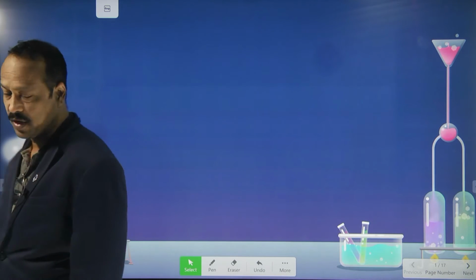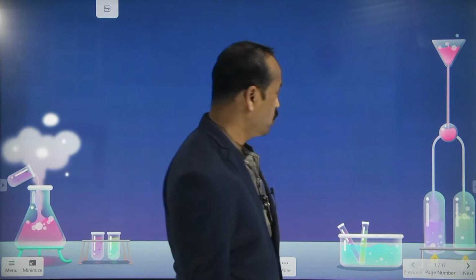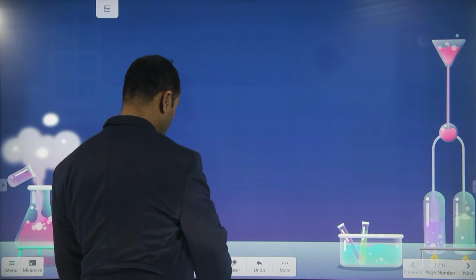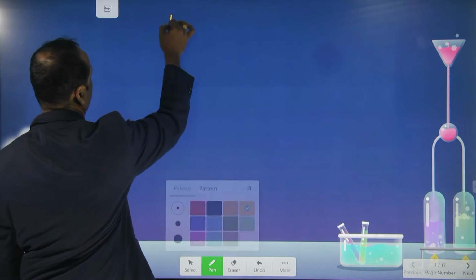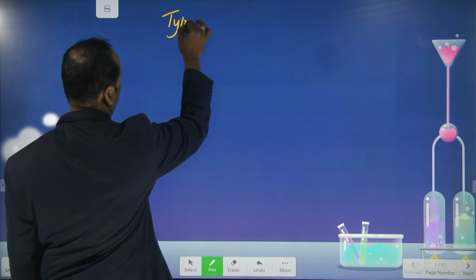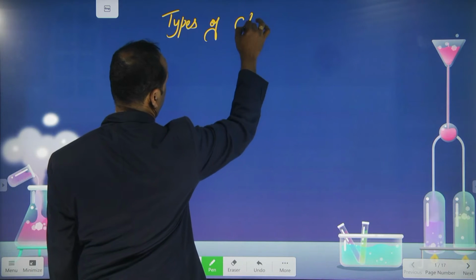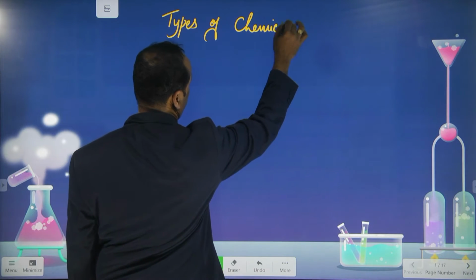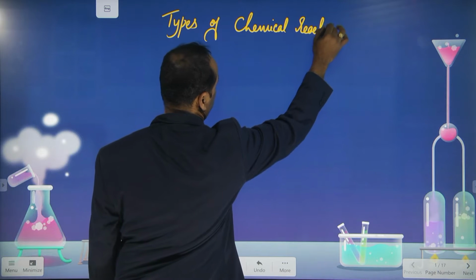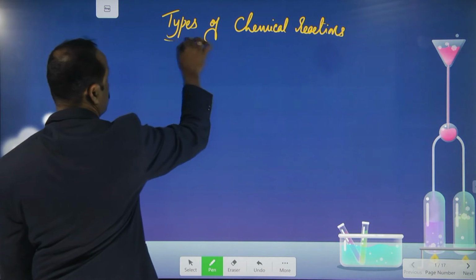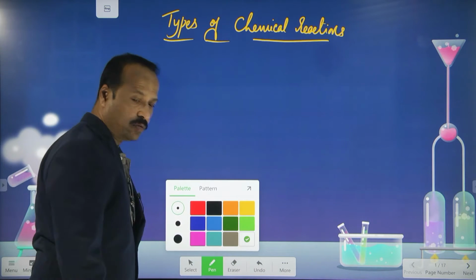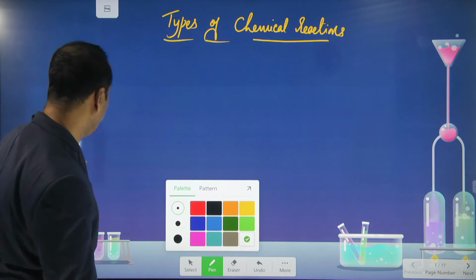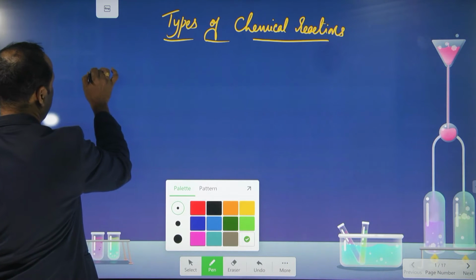Okay then. So today I am going to discuss about the types of chemical reactions. Very important topic. So types of chemical reactions: here we have four types of chemical reactions.